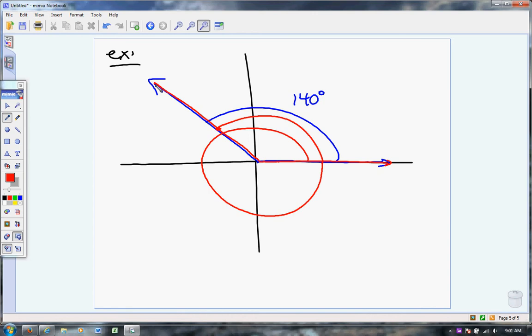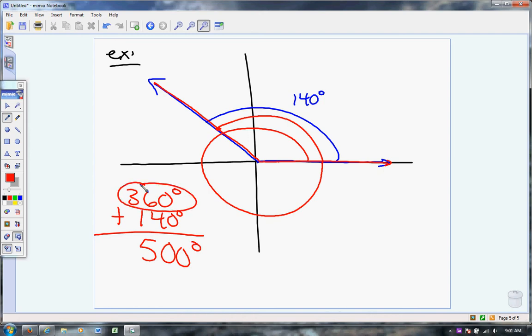Now, what would the degree measure of the second angle be? Well, I went around 360 degrees, right? And then I went 140 degrees more, right? So that second angle had a measure of 500 degrees. Okay? So in other words, didn't I just add 360 to the original one? Right? So that's another way that you can get a coterminal angle, is I can just add 360 to the original one. There's a coterminal angle.